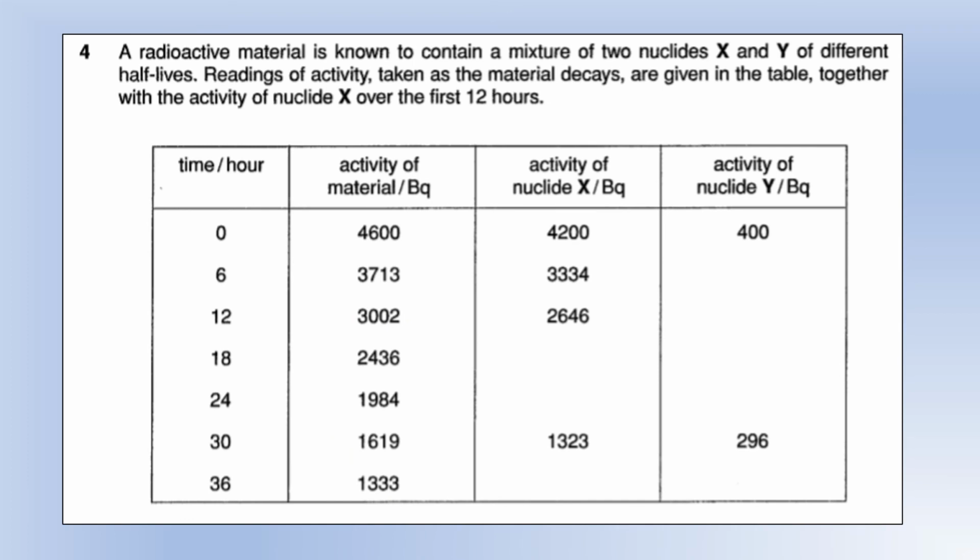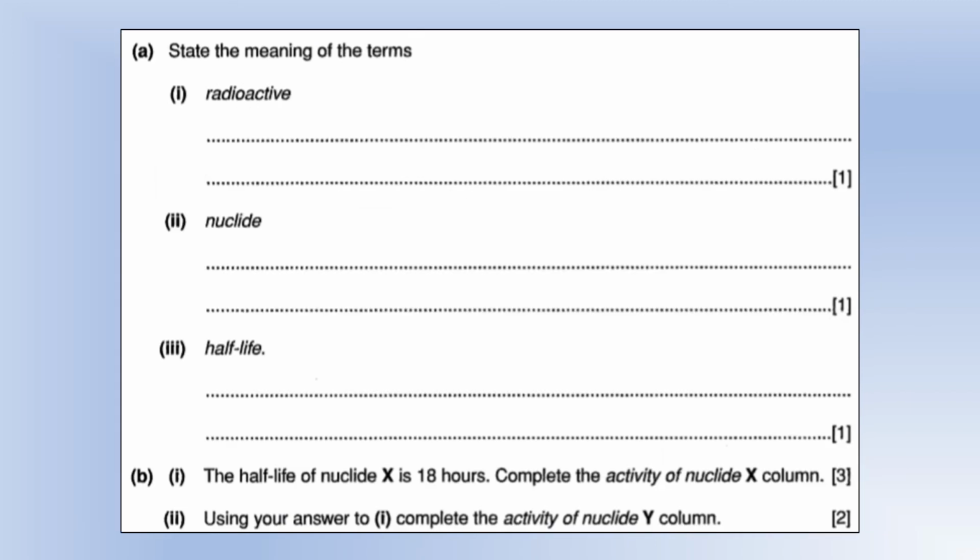Okay, so moving on to question 4. A radioactive material is known to contain a mixture of 2 nuclides, X and Y, with different half-lives. We've got readings of activity taken as the material decays, and that's what's in the table. And we've got the activity of nuclide X over the first 12 hours. Okay. So first thing, we're going to explain a few terms to do with radioactivity.